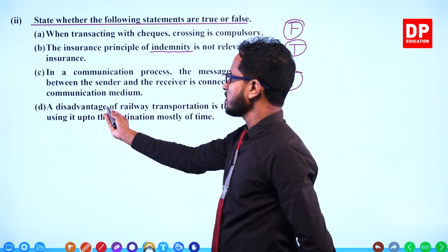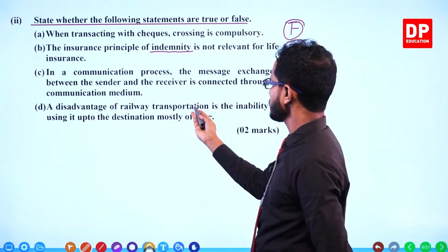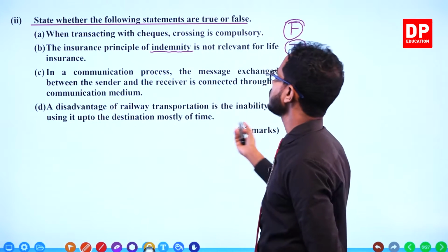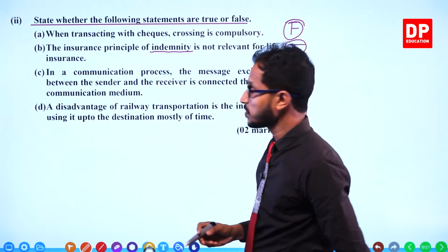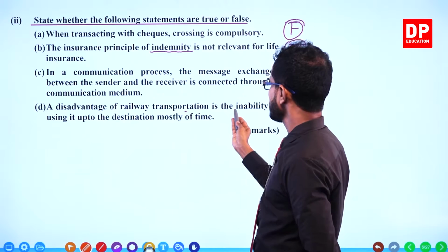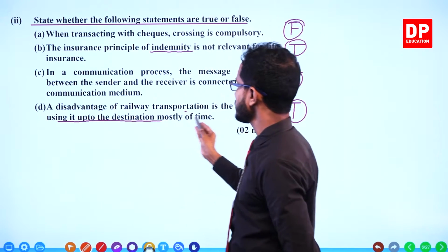A disadvantage of railway transportation is the inability of using it up to the destination most of the time. That is true. Disadvantage of railway transportation is the inability of using it up to the destination.